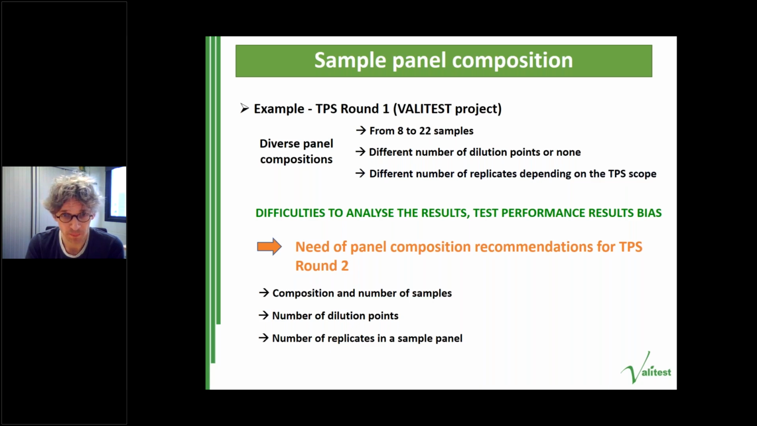Of course, we had some difficulties to analyze the results, and these led to some bias in the test performance results. And we quickly realized that we needed a recommendation for the panel composition, and we needed these recommendations before the organization of the second round of TPS. And these recommendations had to focus especially on the composition and the number of samples, on the number of dilution points, and on the number of replicates in a sample panel.